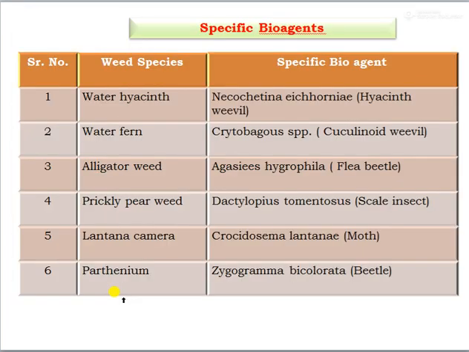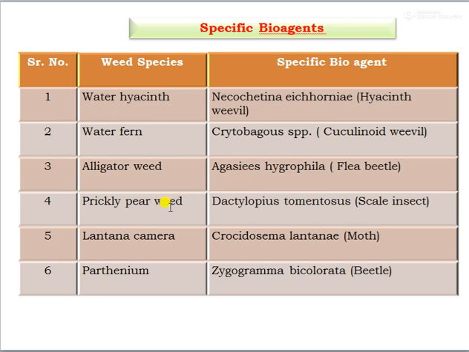Here we can see the specific bioagents used for the control of weeds. First, water hyacinth is controlled by Neochetina eichhorniae, the hyacinth weevil. Then water fern by Cyrtobagous species, a curculionid weevil. Then alligator weed can be controlled by the flea beetle, Agasicles hygrophila.